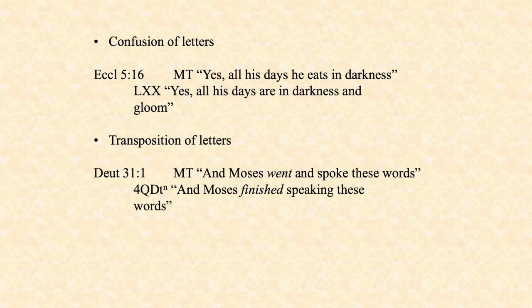Sometimes transposition of letters can occur when a scribe is writing things down. So in Deuteronomy, "And Moses went and spoke these words." And in the Qumran scroll, "And Moses finished speaking these words." Okay, so that reflects 2 different Hebrew roots where the letters have been switched.